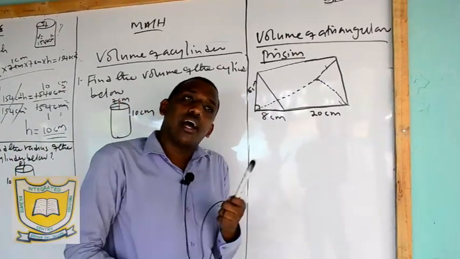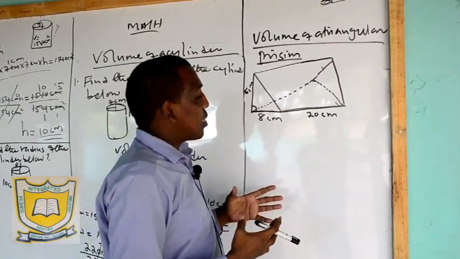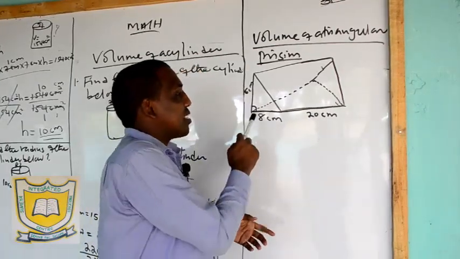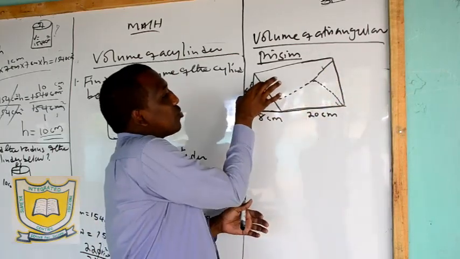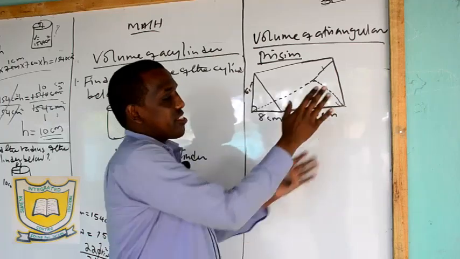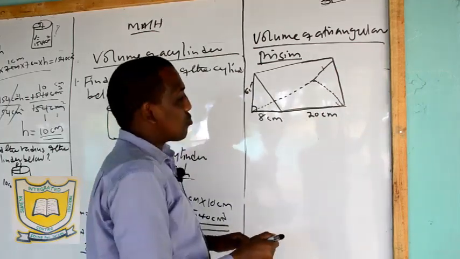Remember, we learned surface area of a triangular prism, whereby the formula was cross-sectional area times 2, then the perimeter of this cross-section times length, then you add. We have learned that one. But now volume is very simple. Now the formula is very short.